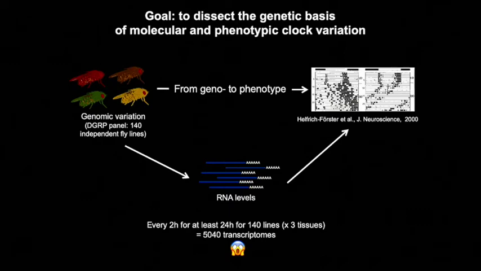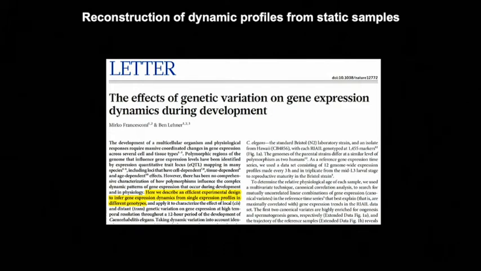And so we said, how can we still try to address this question, but in a way that we can vastly reduce the number of transcriptomes that we would need in order to address circadian gene expression variation. We were inspired by a paper by Mirko Francesconi and Ben Lehner, in which they used this kind of experimental design to infer gene expression dynamics from single, static expression profiles. The idea is that you only need one time point, but by looking over an entire population, you can try to infer gene expression dynamics. So that got us thinking, and ultimately we came to the following design that we thought could help us to address this specific question.